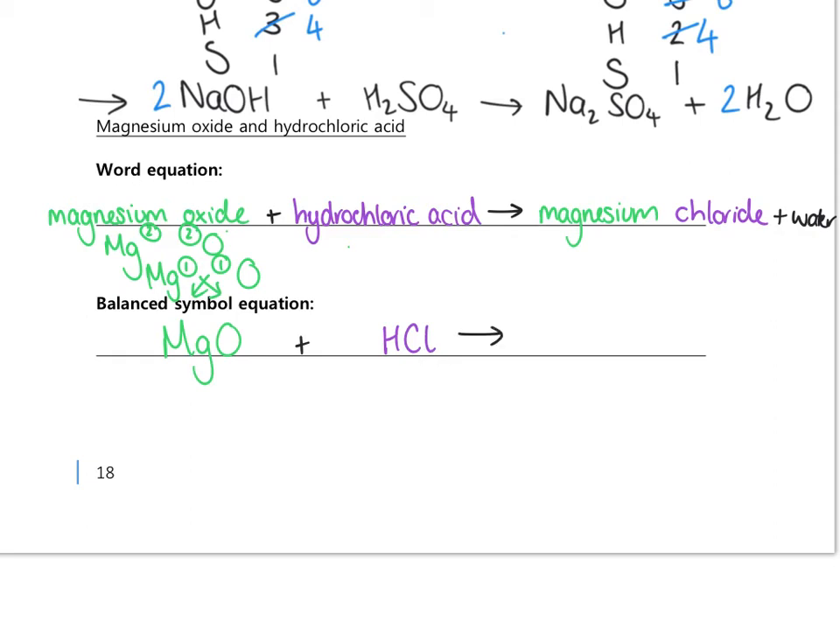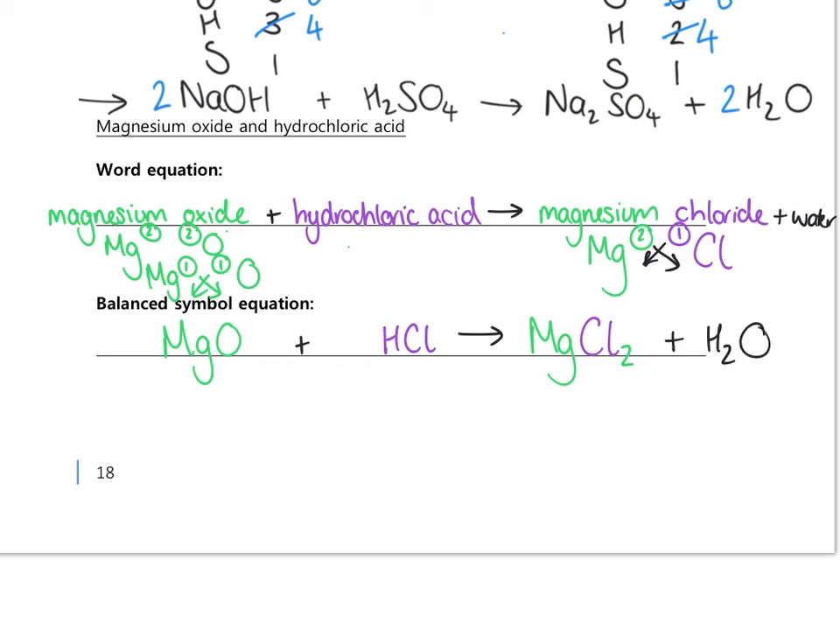Magnesium chloride, need to do swap and drop, but it's just a simple swap and drop with our chloride salts. So magnesium is Mg, chloride is just Cl. Magnesium is in group 2, so has a valency of 2. Chlorine is in group 7, so has a valency of 1. So when I swap and drop that, I get Mg. I was swapping 1 down from my chlorine, so I don't need to include that. So it's just Cl and then 2 down from my magnesium. Plus your water is H2O.